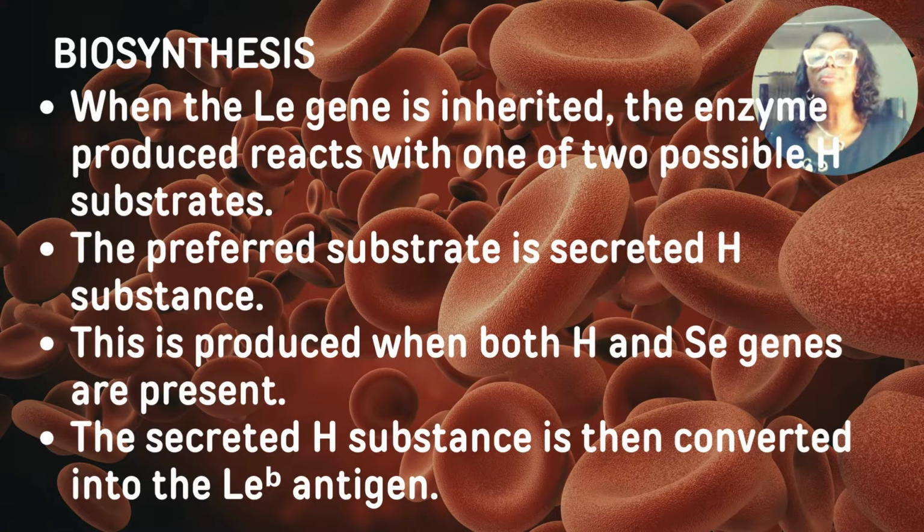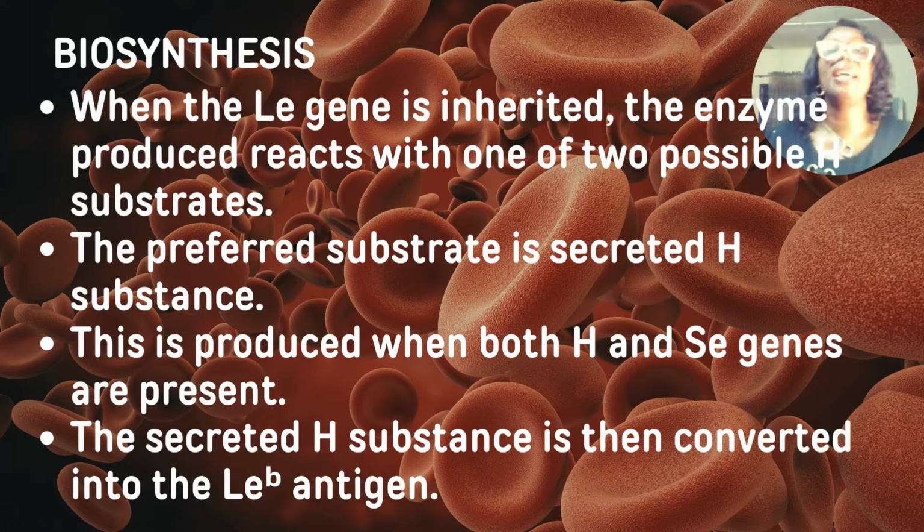So when you inherit a functional Lewis gene from your parents and produce the enzyme, it reacts with one of the two possible substrates. If an individual has both the H gene and the SE gene, then the enzyme reacts with the secreted H substance. The secreted substance is preferred when it is present. It is preferred over the H substance.